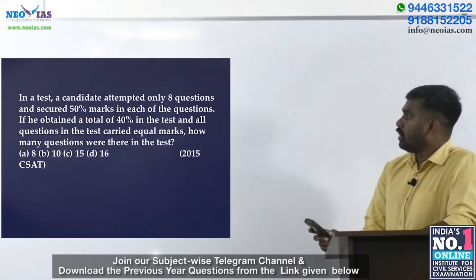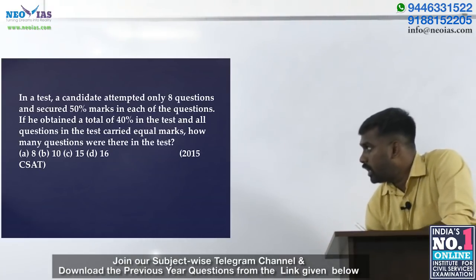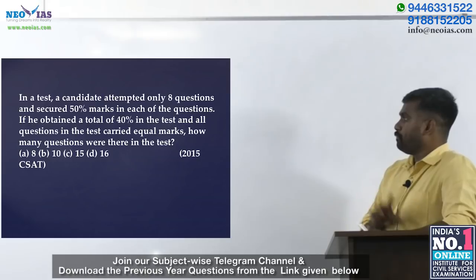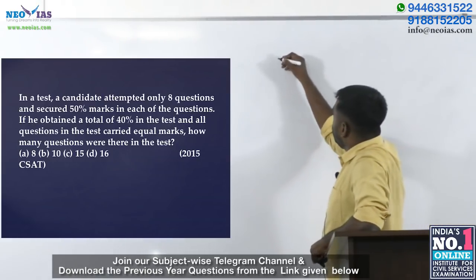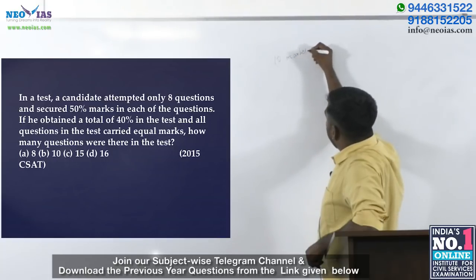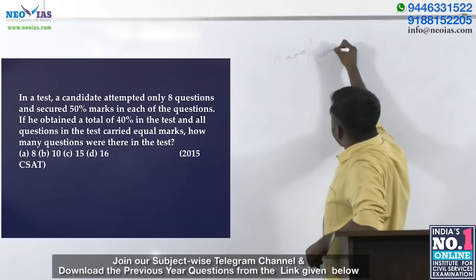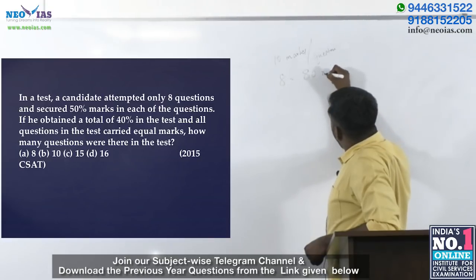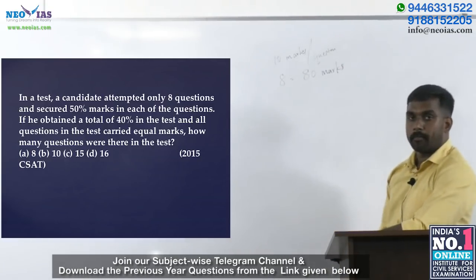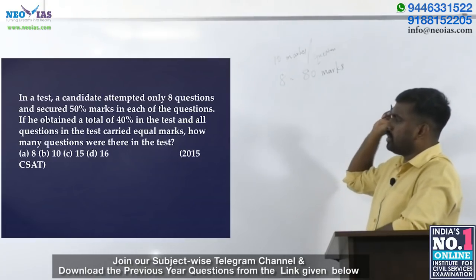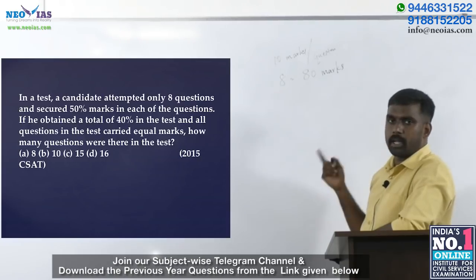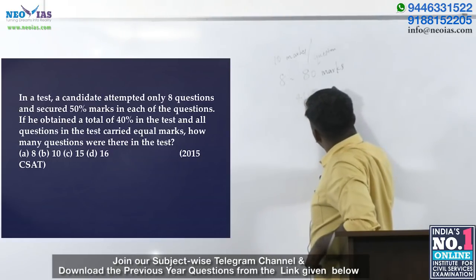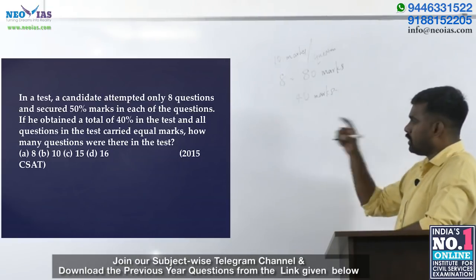So, the next one. In a test, a candidate attempted only 8 questions and secured 50% marks in each of the questions. So in this question, 8 questions he had answered. I am assuming 10 marks per question. 10 marks per question means for 8 questions, 80 marks. But he got only 50% of the marks in each of the questions. 50% of the marks means half of the value. So he got only 40 marks. 40 marks was the result.